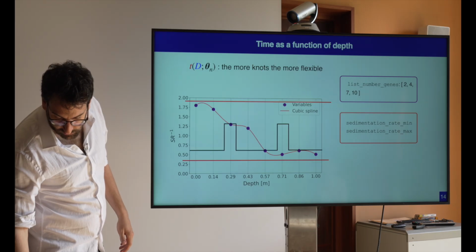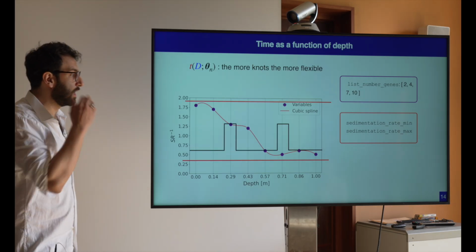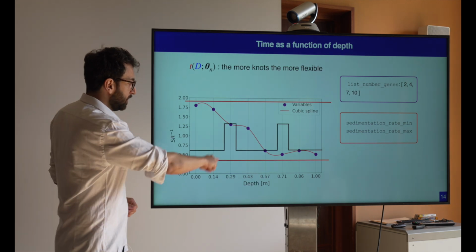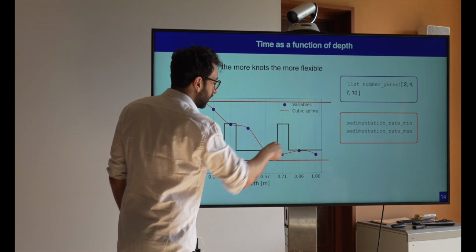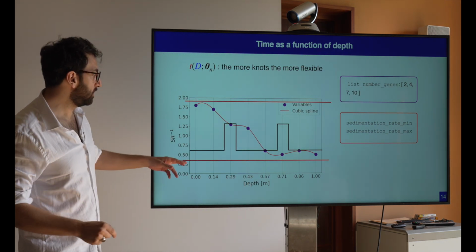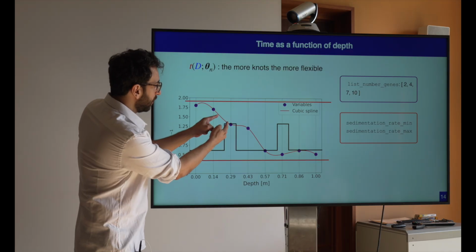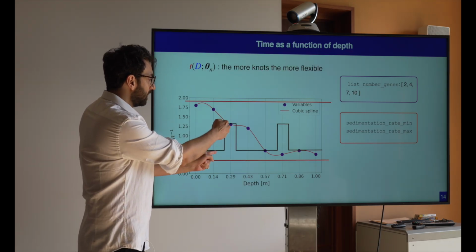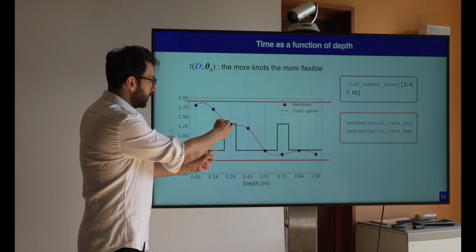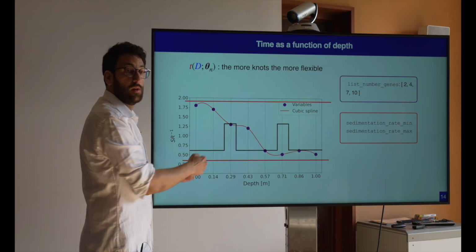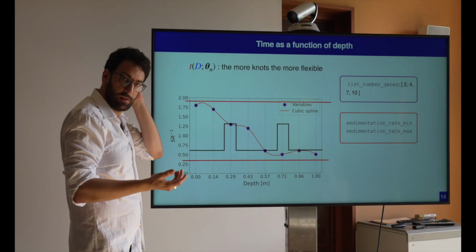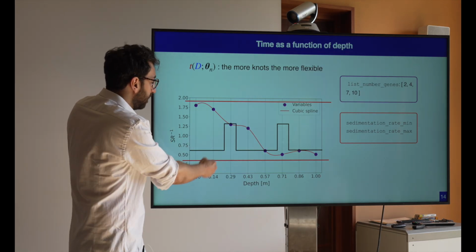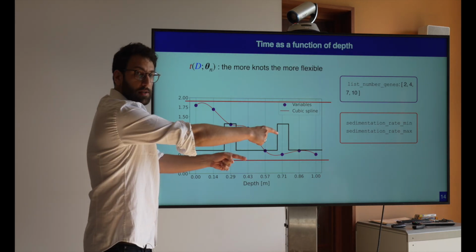You select the flexibility with the number of knots. And here I just wanted to illustrate something. Suppose this is the sedimentation rate you want to adjust. In that case, you will need knots which are very, very close to model the fact that you have very sharp transitions. Or you might want to do this, but then you increase a lot the number of knots, so it means that they are free as well in the intervals.